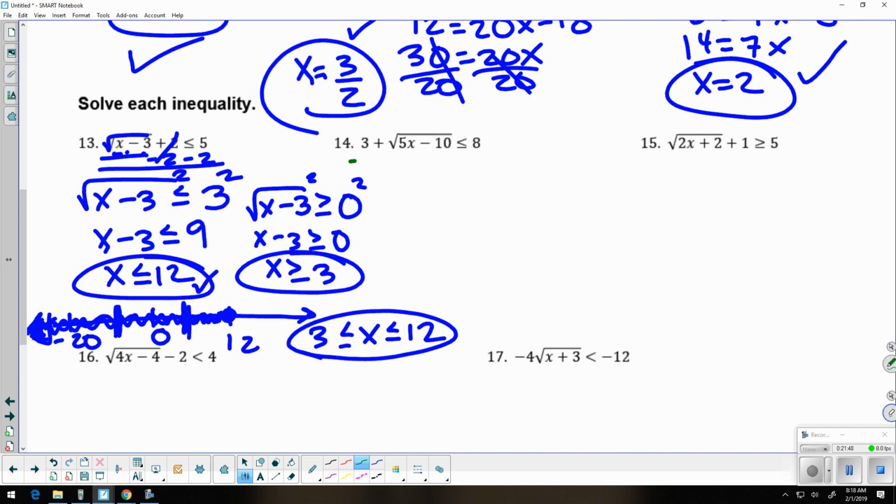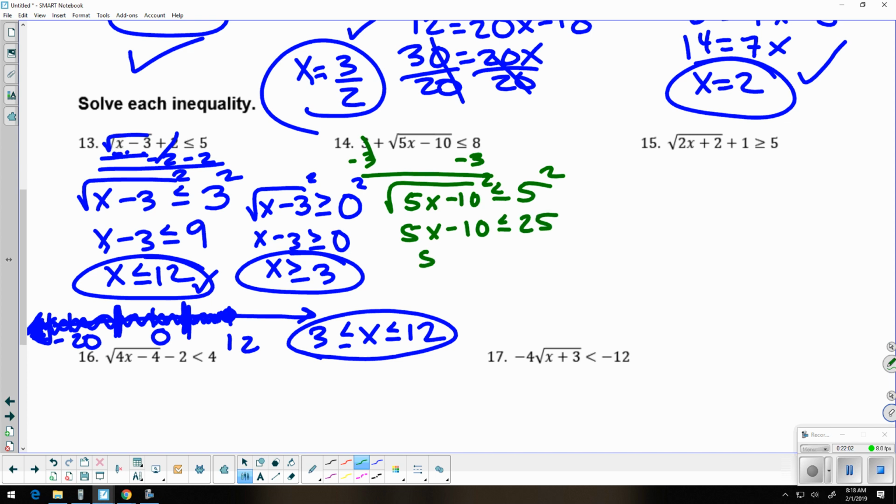So for 14, isolate the radical, subtract 3 on both sides. So we have the square root of 5x minus 10 that'd be now 5. Get rid of the radical, so square both sides, 5x minus 10 is now 25, add 10, 35, divide by 5, and we get 7. And again, we run into this problem because not all values less than or equal to 7 are actually going to work in this problem.